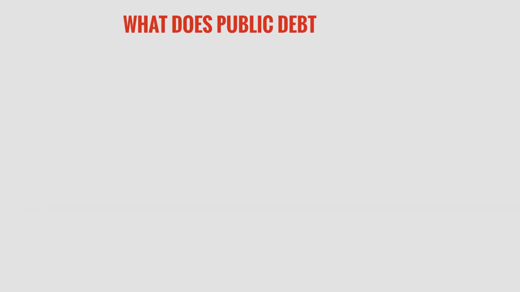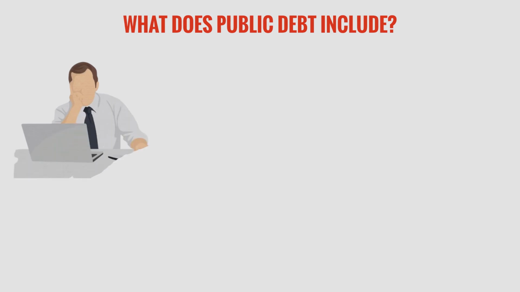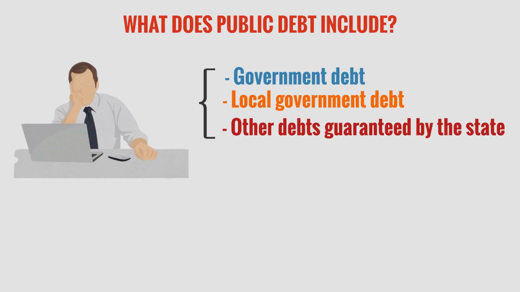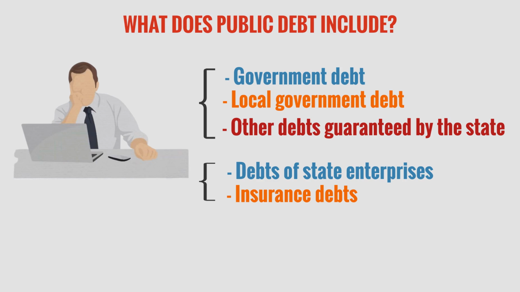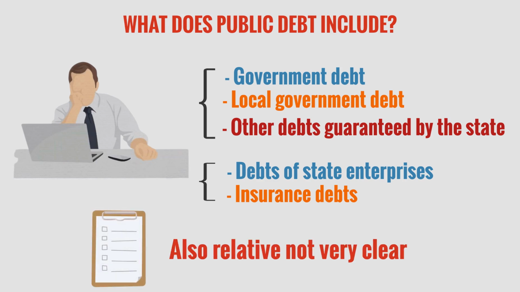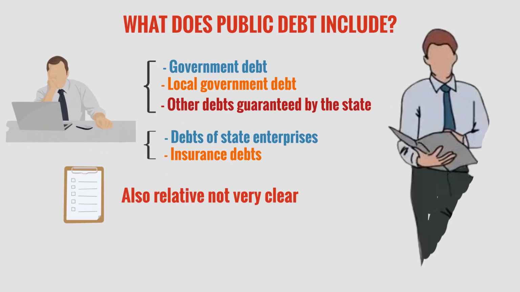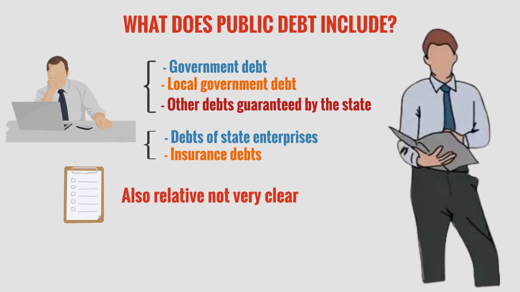So what does public debt include? This depends on the calculation method. There are countries where the public debt is calculated including government debt, local government debt, and other debts guaranteed by the state. Some countries include debts of state enterprises, insurance debts, but in some countries, those debts are not included. So looking at the report, it is also relative, not very clear. The more things that are not included, the lower the public debt, and vice versa. The more that are included, the higher the public debt, the more dangerous it looks.